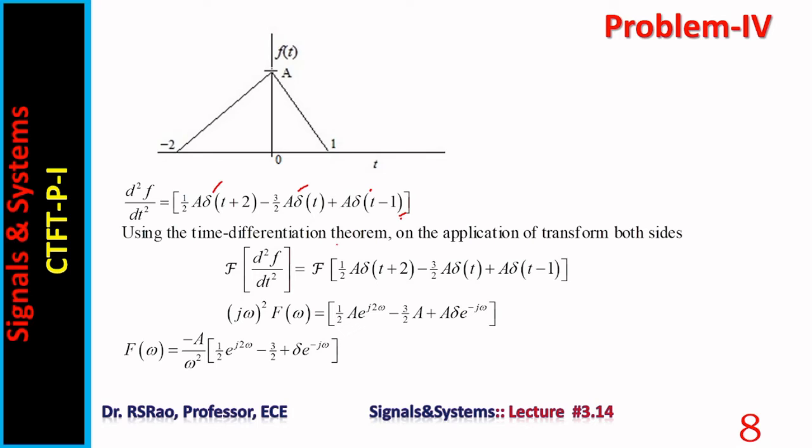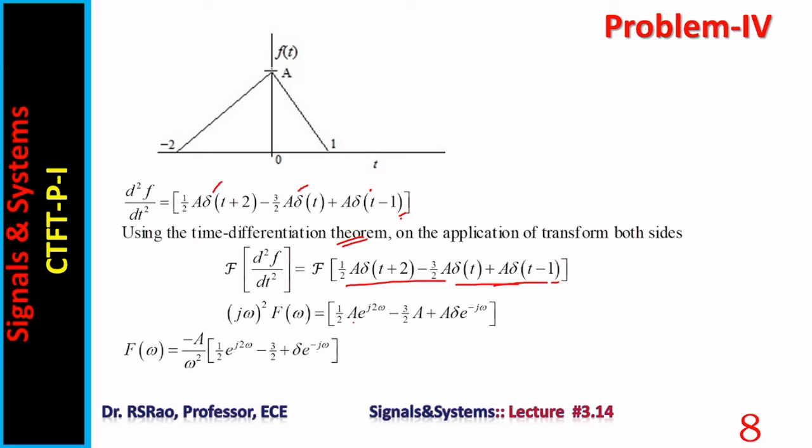Now apply the time differentiation theorem property. The Fourier transform of d square f by dt square is (j omega) whole square F of omega. Now we can apply the Fourier transform to the 3 impulses.